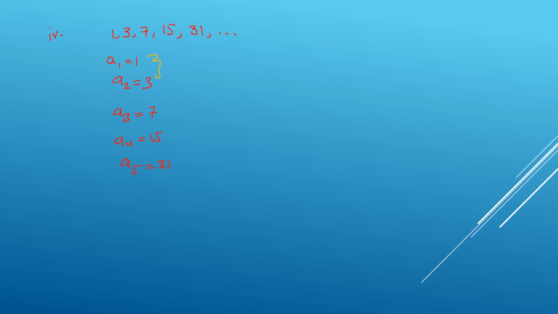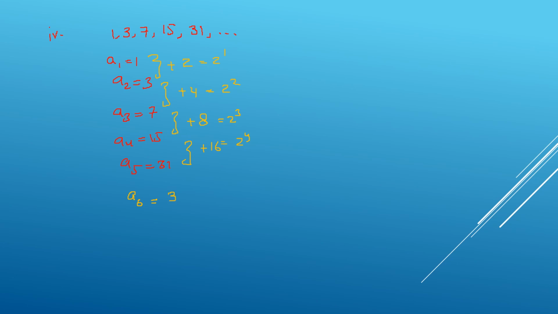Here is how we are obtaining the terms: by adding 2 to a_1, we get 3. By adding 4, we get 7. By adding 8, we get 15, and by adding 16 to it, we get 31. So 2 is 2 raised to power 1, 4 is 2 raised to power 2, this is 2 raised to power 3, this is 2 raised to power 4. So what will be a_6? We are adding increasing powers of 2, by n minus 1.